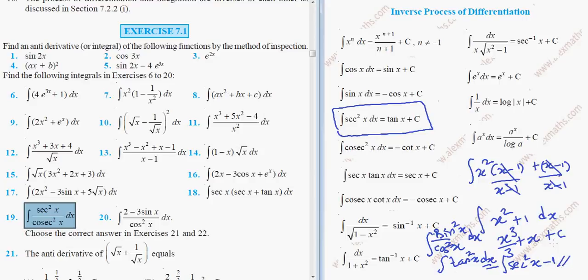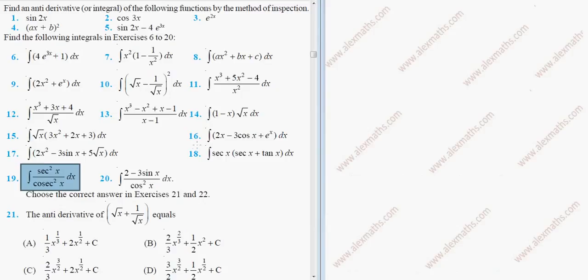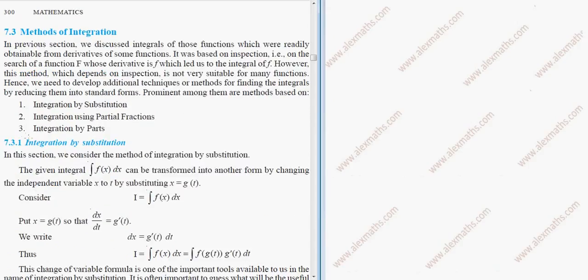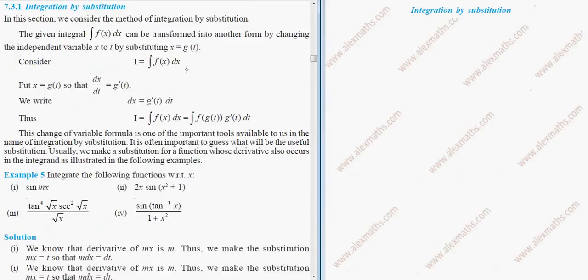So this is what the type 1 is, which is the inverse process of differentiation. Now let's continue with the type 2. Type 2 is nothing but integration by substitution. So if you want to integrate some term, we use substitution, then we use the basic formula. So I'll show you some of the problems here.